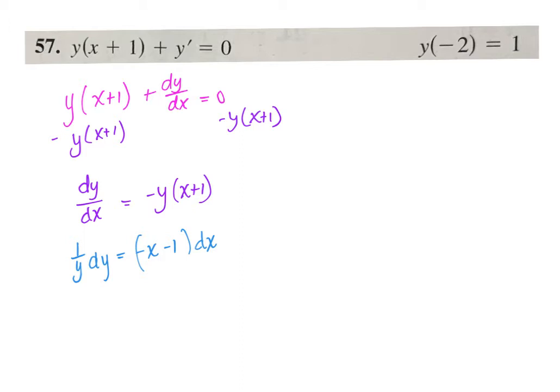All right. Now I'm going to do my integration. Integration of 1 over y is just ln, right? Integration here, add 1 and divide, right? And so you're going to end up with negative 1/2 x squared minus, this becomes x, right? And then we have plus c.